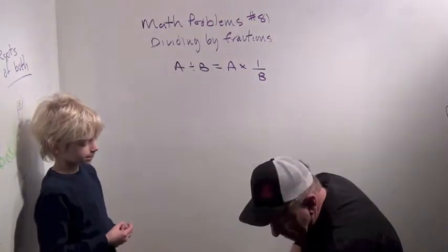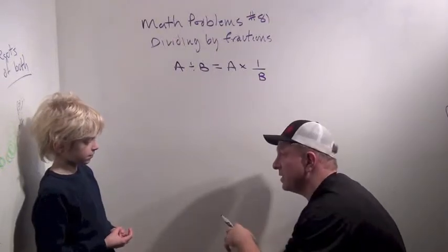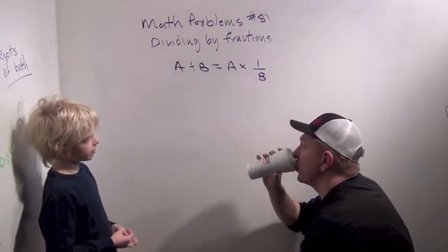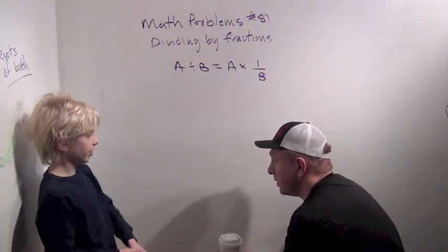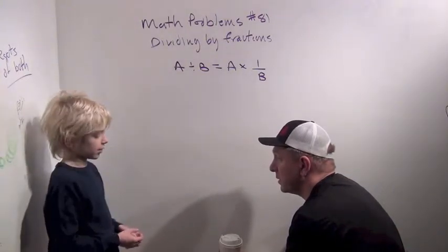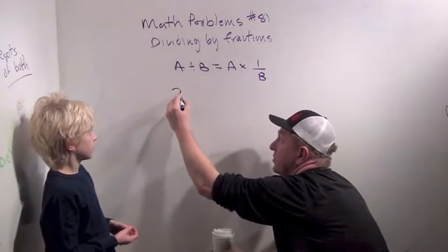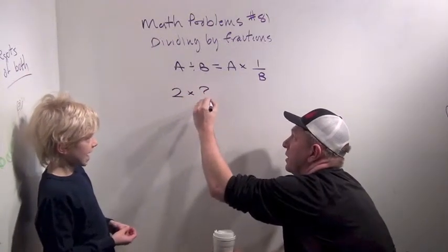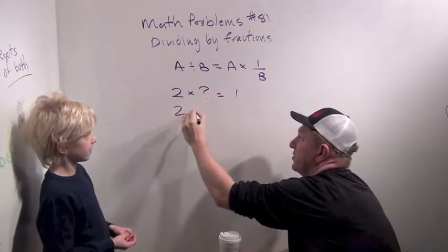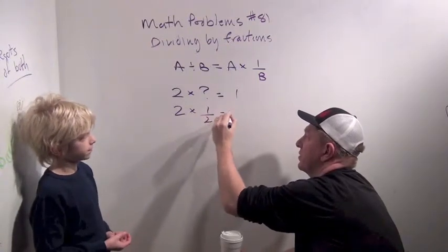Do you remember what reciprocal means? It's the number that you multiply by another number to get 1. So for example, what is the reciprocal of 2? 2 times what equals 1? It's a half. And that is 2 times 1/2 equals 1.